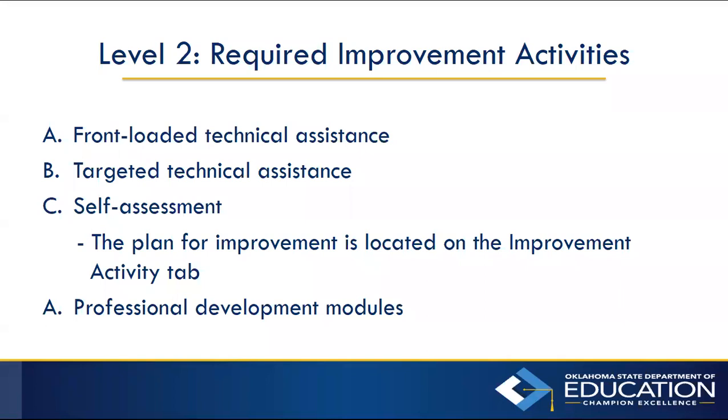And then some targeted technical assistance. For whatever reason you are a level 2, we can certainly provide targeted information just strictly to that area to help you to look at that and to make some changes in your district to grow and to do better. And there is a self-assessment that you will be required to do in Grants Management System, GMS, this year. And there is an improvement plan piece to that located in that. It's on the improvement activity. And I'm going to show you exactly where all this is and what it looks like here in just a little bit. And then your professional development modules.